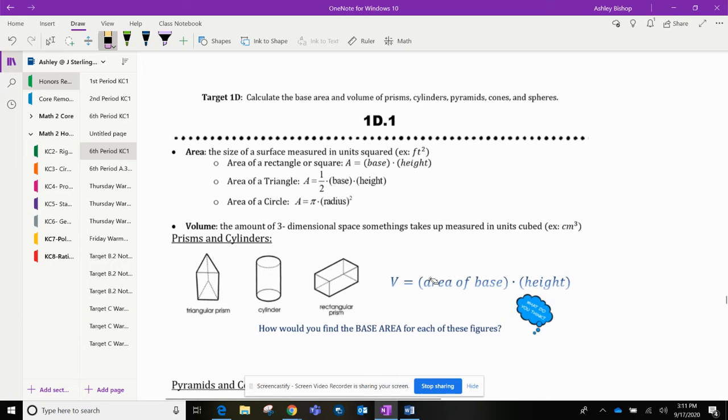Alrighty, so we're going to start Target D today, and Target D is all about volume. If we were in person and we had more time, I would do a lot with the base area, but we're going to kind of swoop over that, mostly because area is something you have learned before. Area is the size of something. Here are some area formulas that you can use, but I'm going to show you some cheat sheets for how to avoid using them.